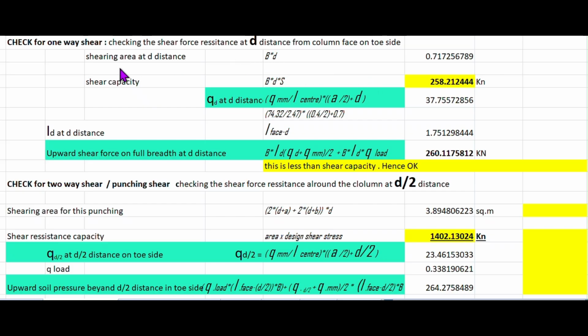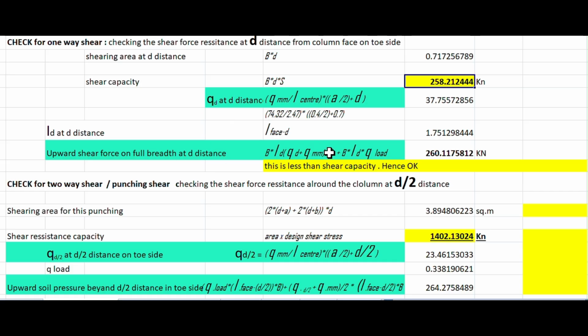This is the shearing area at a distance of D, which is nothing but the breadth into depth. That is the area in which the shear is going to happen. The same thing multiplied by S gives the shear resisting capacity at the distance of D.